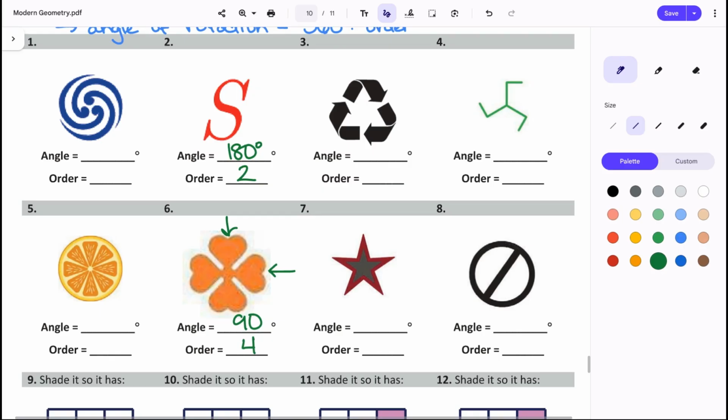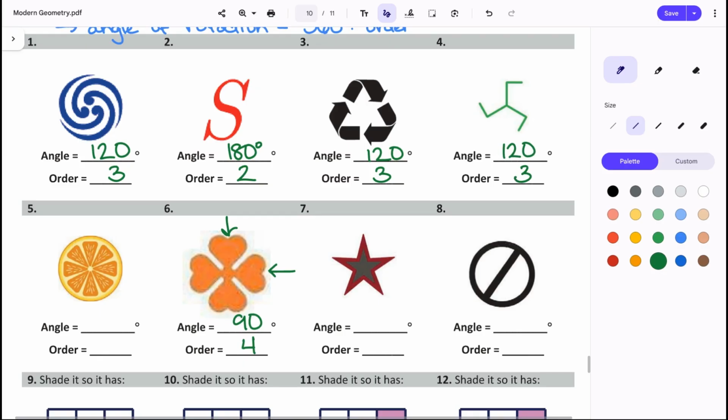All right, let's rapid fire go through these. Number 1, what'd you say for the order? 3. It is 3. I would copy it on your patty paper and actually move it around. You'll see that it does line up 3 times. So your angle then would be 120. Good, 120. Number 3, 3, so angle's 120 again. 4, 3, another 3.